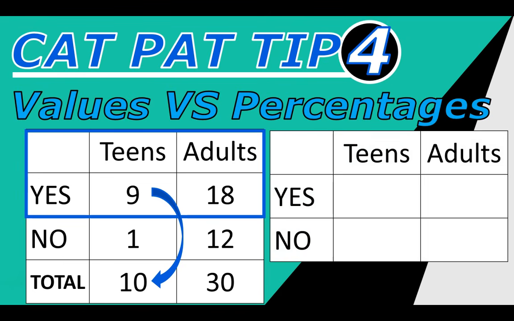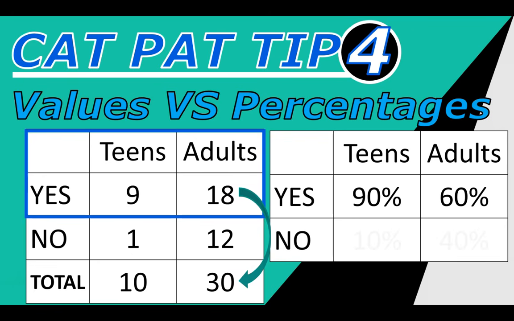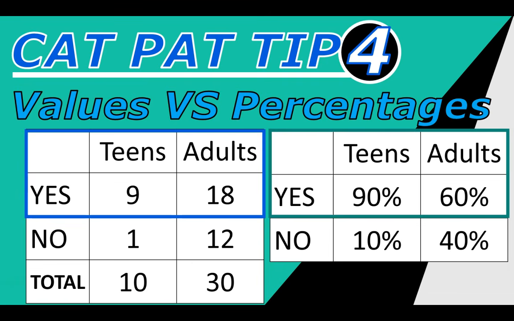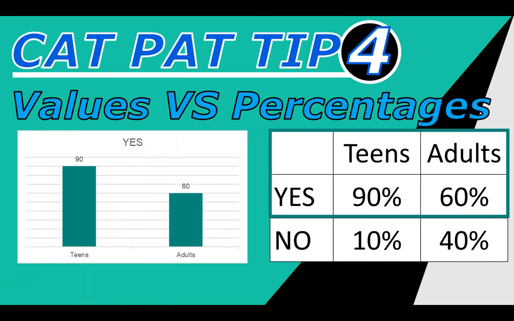So in a different table, it would be a good idea to put a formula where we equal the number of yeses divided by the total number of teens. And there we can see that that is 90%. And if we do the same for the adults, 18 divided by 30, we are getting 60%. And we can do that for all of the values, dividing the value by how many people there are in total for that category. And so now if I plot the number of yeses based on the percentages, I'm going to get a chart that looks like this, which looks very different. And this is a little bit more accurate.